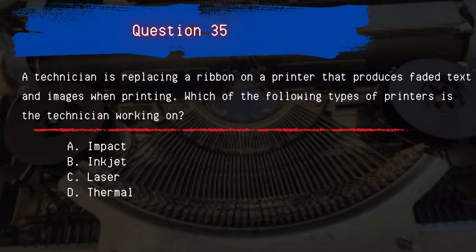Question 35. A technician is replacing a ribbon on a computer that produces faded text and images when printing. Which of the following types of printers is the technician working on? A. Impact. B. Inkjet. C. Laser. Or D. Thermal.